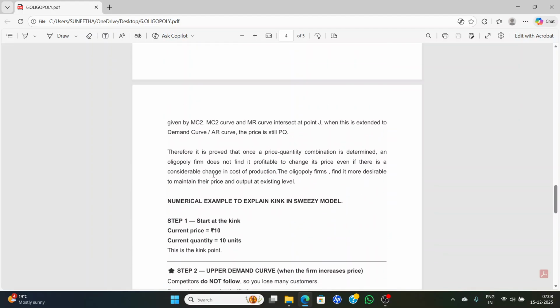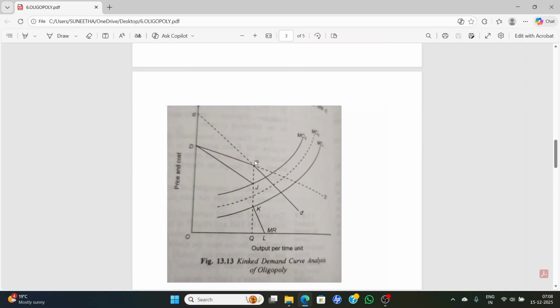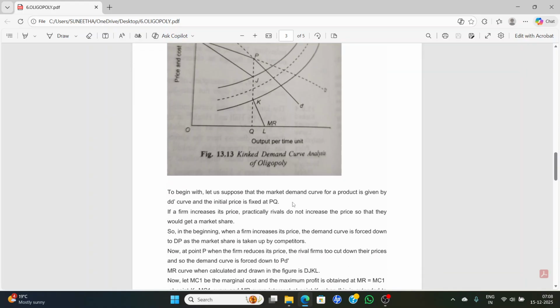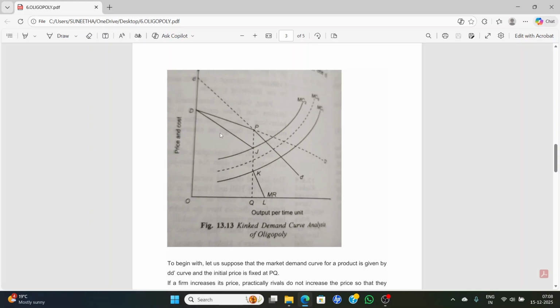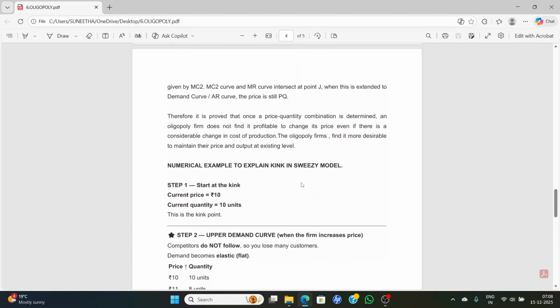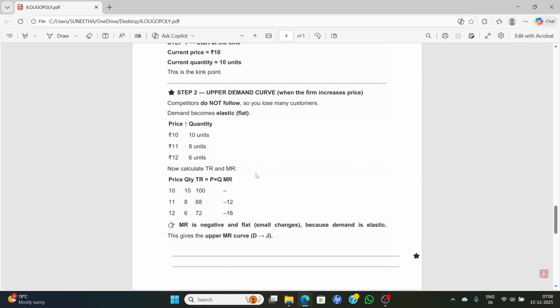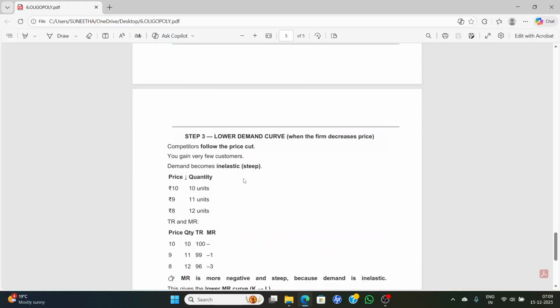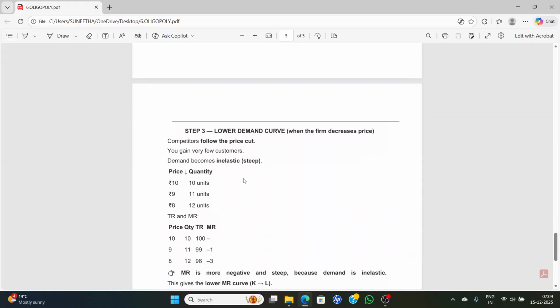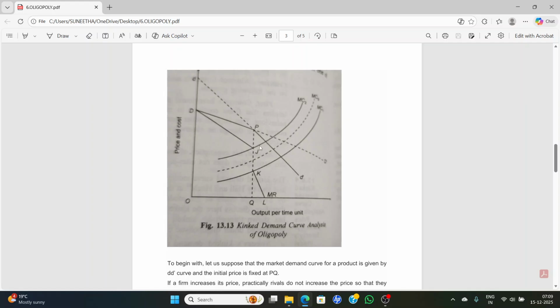And if you see here, DP is more elastic and PD dash is more inelastic. What do you mean by elastic? There is more change in quantity demanded, and here there is less change in quantity demanded. As seen in the example, this DP curve is given by the numbers minus 12 and minus 16, and the lower curve is given by minus 1 and minus 3. So this part is minus 12 and minus 16, and this part KL is minus 1 and minus 3.